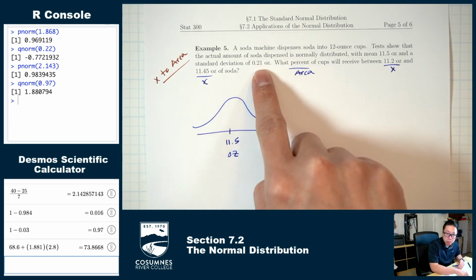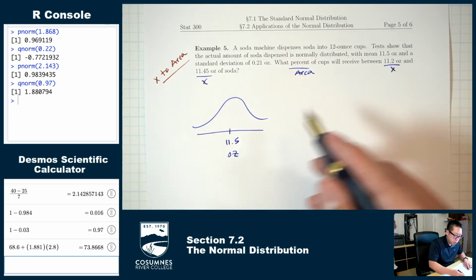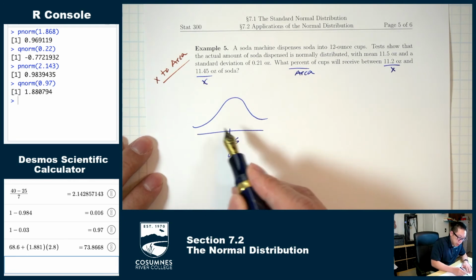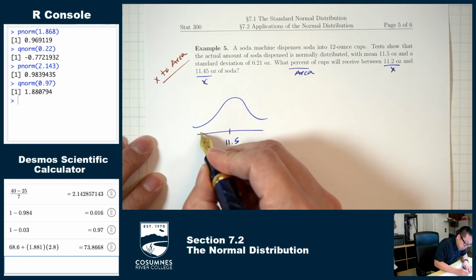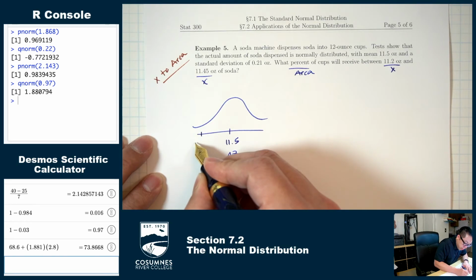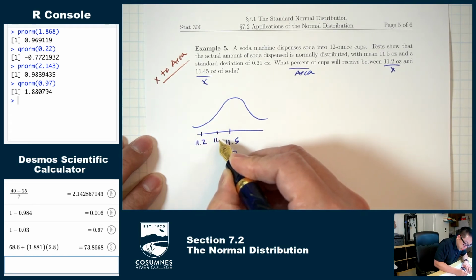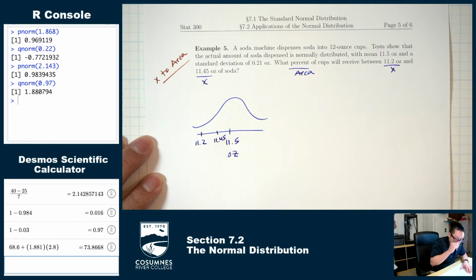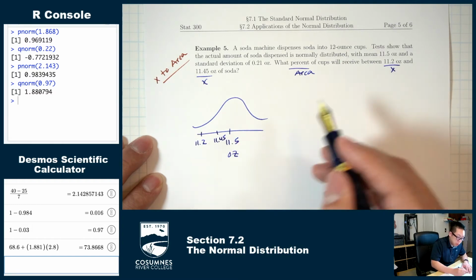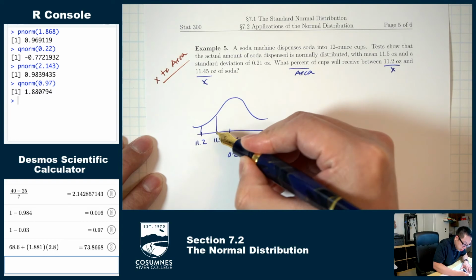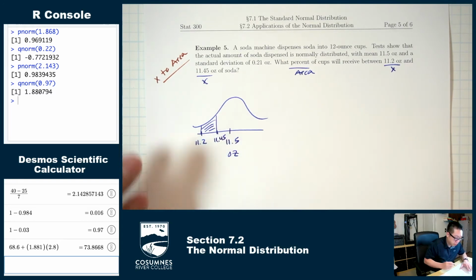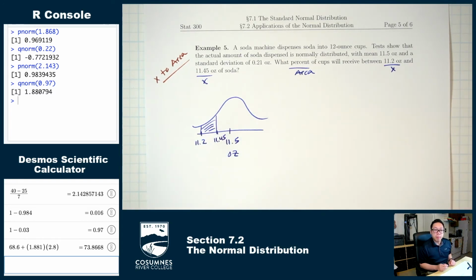Okay, so to draw the rest of my picture, I need to put 11.2 and 11.45 on my picture. Standard deviation, you don't need to. So 11.2 and 11.45 are actually both on the left side here. So let me put both of them here: 11.2, 11.45. And I'm looking for the percent between those. So I'm looking for the area between those two.